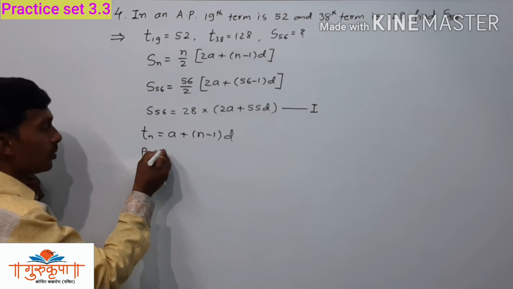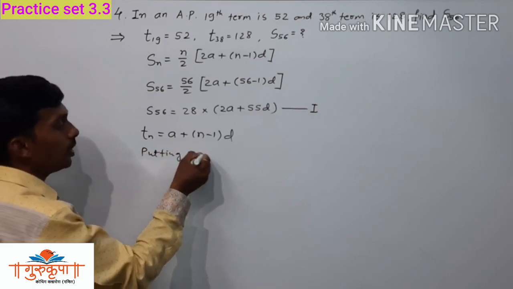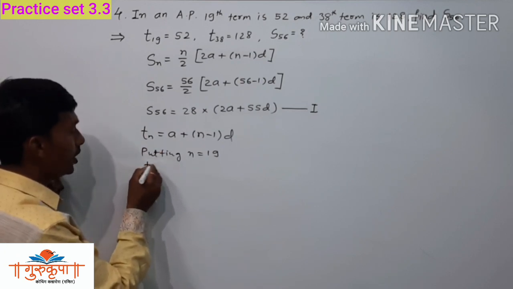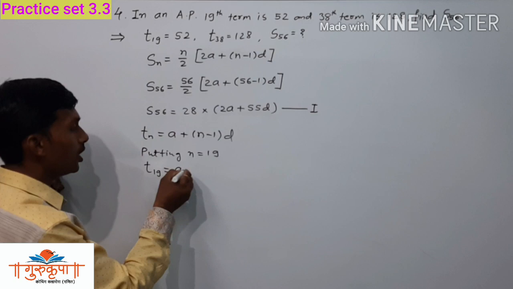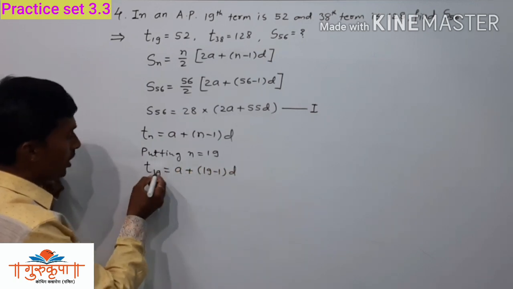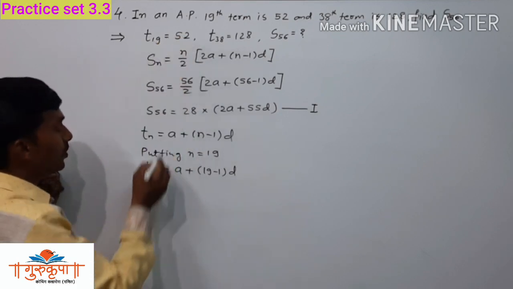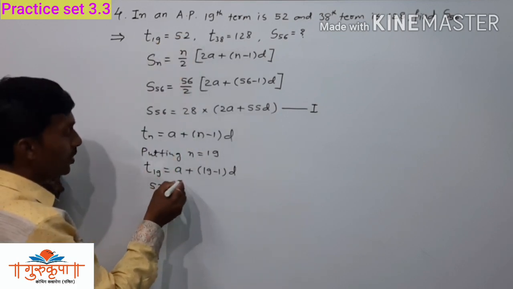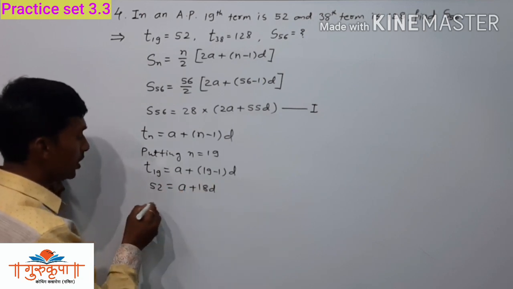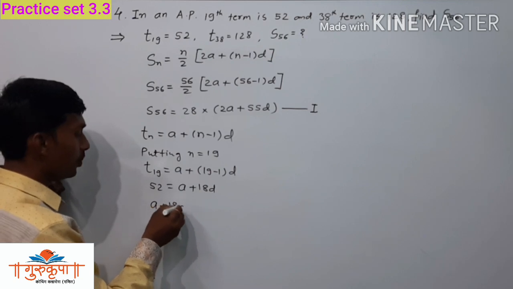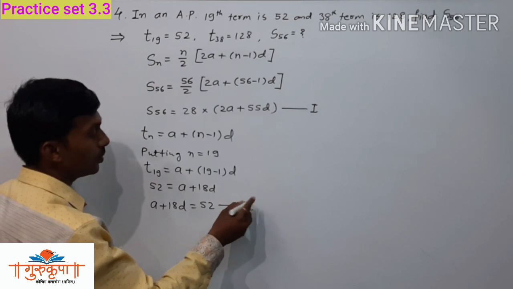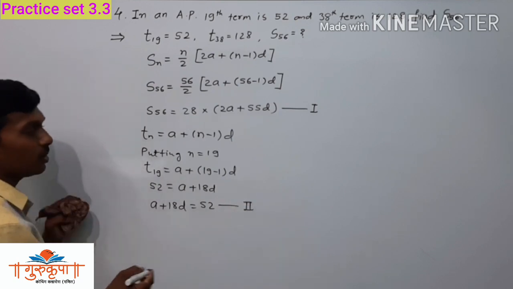Here putting n is equal to 19, we will get T19 is equal to a plus 19 minus 1 into d. And here we know the value of T19, it is 52. So this 52 as it is, a plus 18d, since 19 minus 1 is 18d. So here you can write a plus 18d is equal to 52. That is equation number 2.